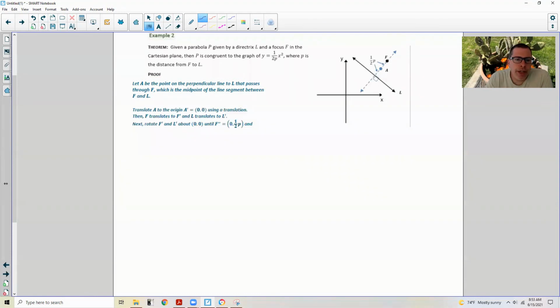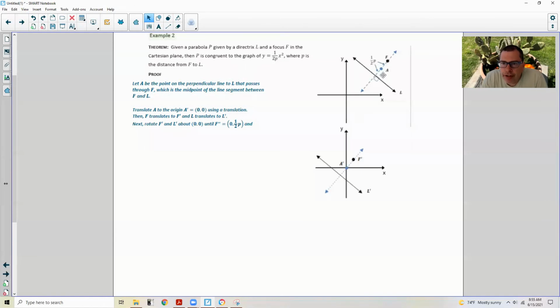Okay, we're then going to translate A. Here's A right here. We're going to translate it to the origin, A prime, which is at 0, 0, using a translation. Then F, the focus, translates to F prime, and the line L will translate to the line L prime. Okay, so let's just do that first at this point.